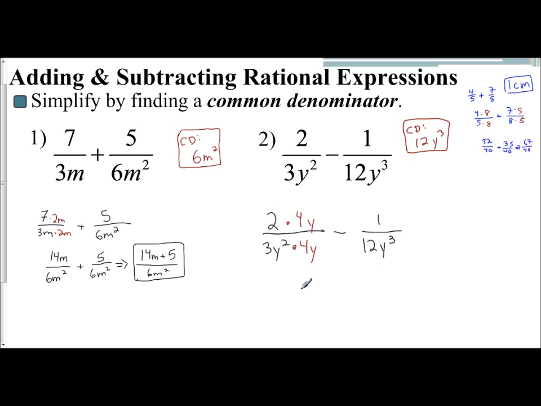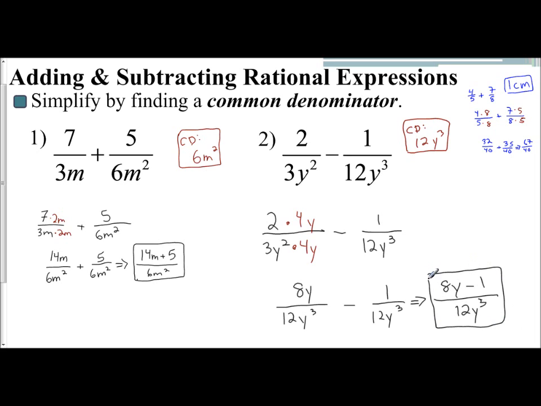2 times 4y is 8y. 3y squared and 4y is my 12y cubed, my common denominator. And I have 1 over 12y cubed. So now that I have the same denominator, I can add or subtract. 8y and 1 are not like terms, so to do the subtraction, I just write down 8y minus 1 over 12y cubed. And that is my simplified rational expression after doing subtraction.